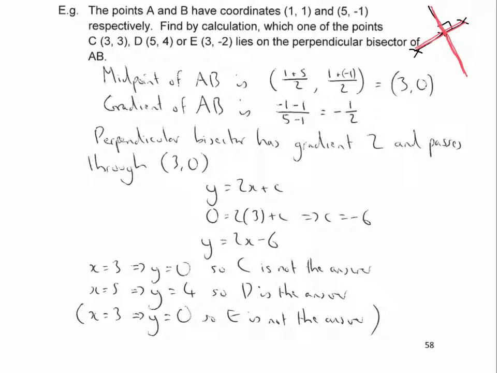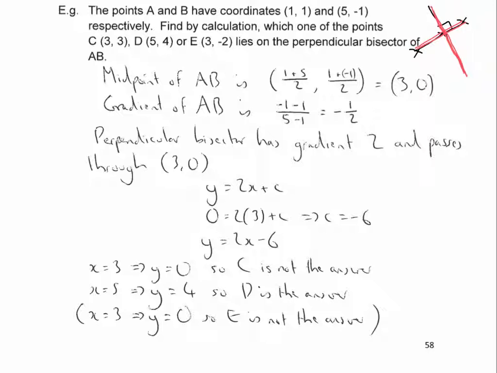I have the equation of my perpendicular bisector. Now to investigate these points here, I simply plug in the x and see if it does give me the y that it should. So when x is 3, on the perpendicular bisector y is 0. Well, y is not 0 there, so that is not on the line. In fact, straight away, because the x coordinate of 3 gives a y coordinate of 0, we know this one's out as well. Checking the value of d, when x is 5, the perpendicular bisector has a y coordinate of 4, so this is the one that works.